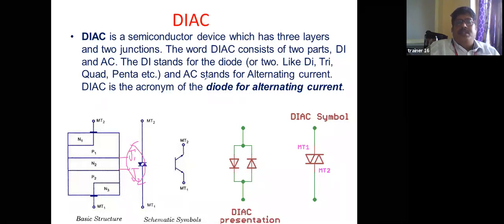If you observe clearly, the diac is nothing but a diode, and this is also a diode. That means 2 diodes, one forward and another reverse. The "di" means a diode. We can also go for tri, quadra, pentra diode. It is a diode for alternating current. This is the symbol of the diac.